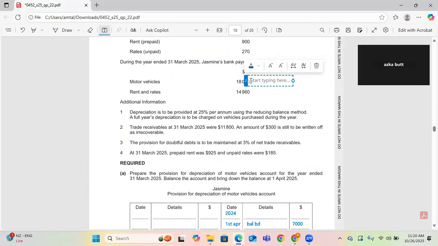So multiply 25%. Let me find out the answer. 18,000, 1 second. 18,000 multiply 25% divided by 100. This is equal to 4,500. So this we will be including in the income statement. This is the yearly depreciation.